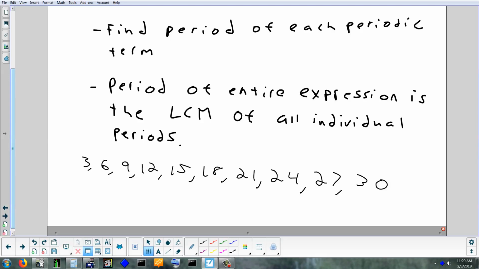Now let me list multiples of another number. Let me do 7. 7, 14, 21, 28, 35, keep going. Now if I want to know the LCM, I'm looking for the smallest number that's in both lists. 21. So 21 is the least common multiple of 3 and 7.